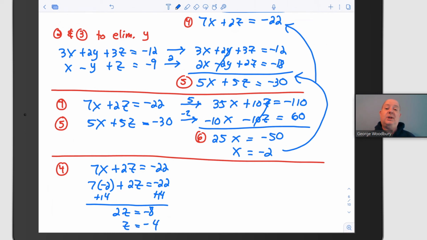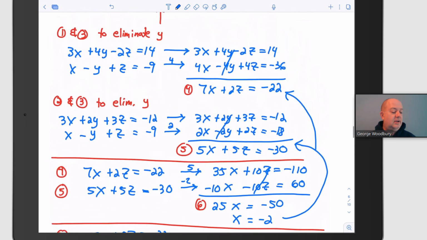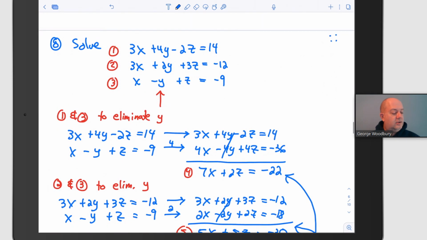So now I have two pieces of my solution. I still need y. And I can come back at this point to any of these first three. I'm going to put in negative 2 for x. I'm going to put in negative 4 for z. And I'll solve for y. They all seem roughly the same, but I do like equation 2 because all the coefficients on the left side are positive, so I'll use that one.